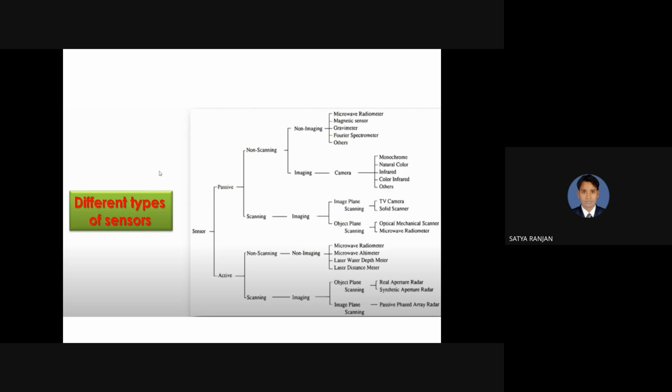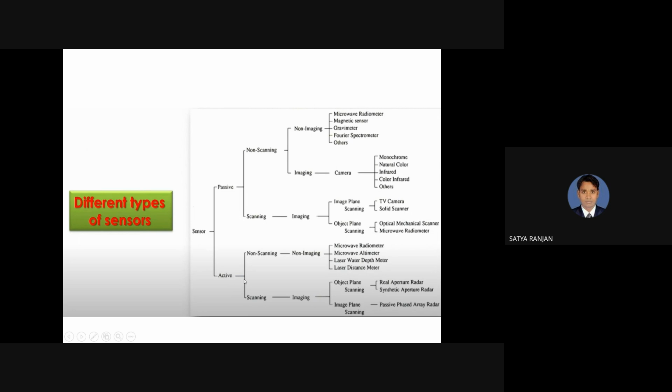It does not scan the different objects. Then passive scanning imaging sensors include image plane scanning, like the TV camera and solid scanner. Then object plane scanners are the optical mechanical scanner and microwave radiometer. So these are some examples of scanning imaging.